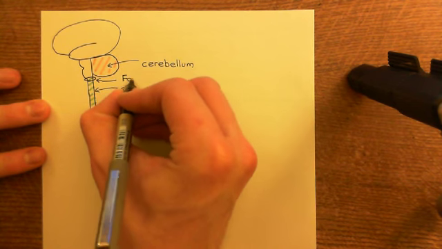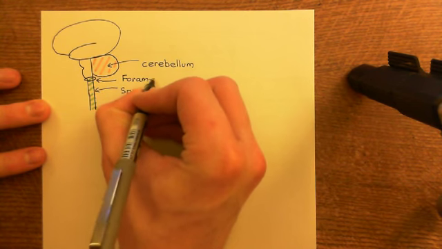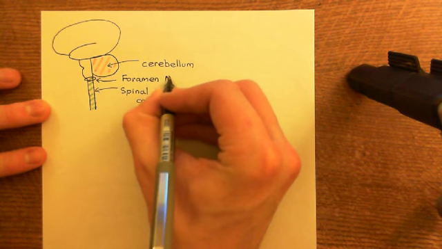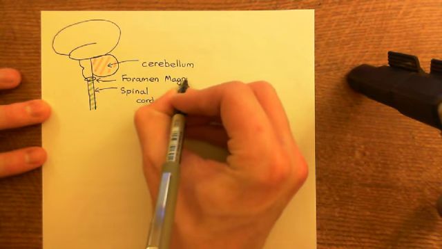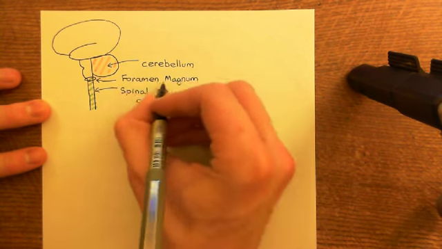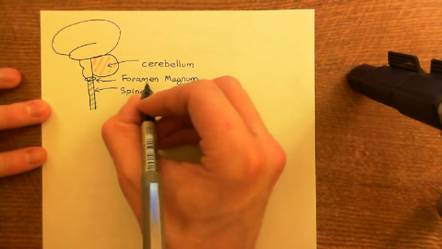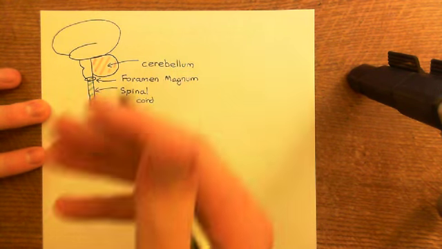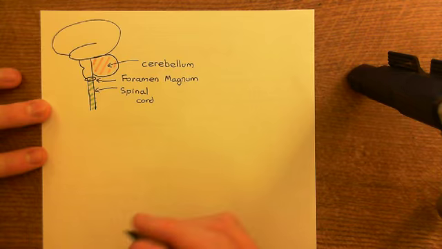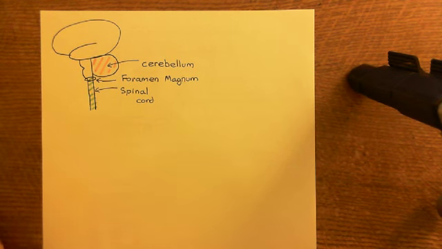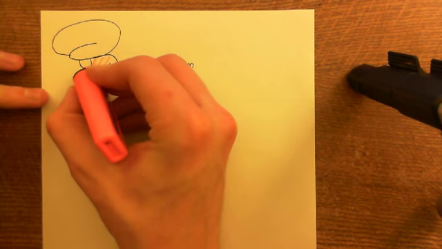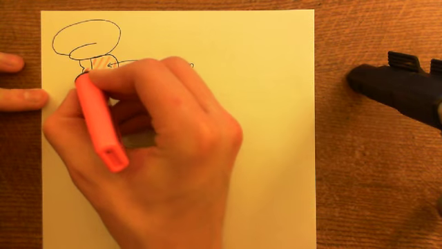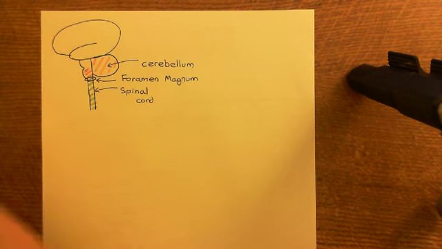And that hole has a special name. It's known as foramen, which means hole, and then magnum, which means big. There are loads of foramina in the skull, and the foramen magnum is easily the biggest. Then, above the spinal cord, the first portion of the brainstem that we have down here is the medulla.